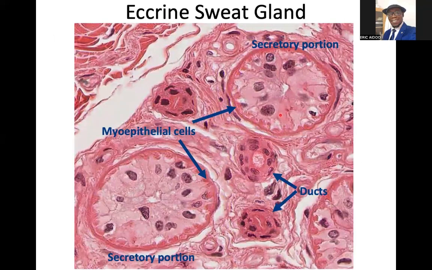In the eccrine sweat gland, when you take a transverse section, this is what you find. Obviously, these will be the secretory cells, and then you have the duct, and then smooth muscle cells, myoepithelial cells, which will contract to cause the product to be released through the duct onto the surface. So that is the secretory portion.